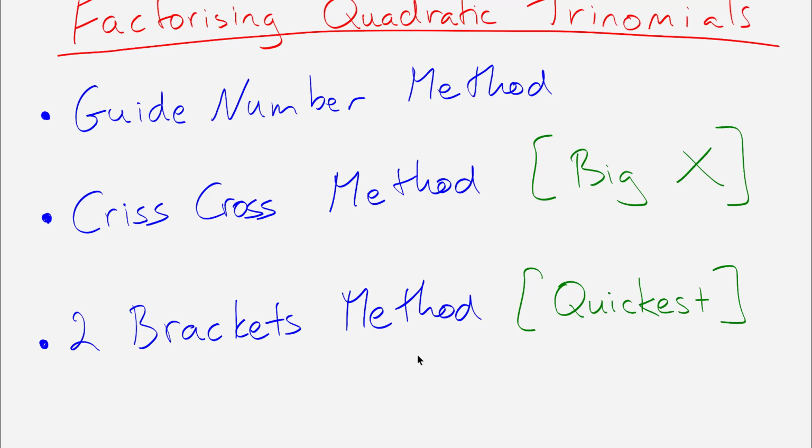Depending on what school you go to, depending on your teacher, you might have learned either of these three methods. So what I'm going to do in this video is pick three questions, and do the three questions with the guide number method, then the same three questions with the crisscross method, and the same three questions with the two brackets method. You do not have to know how to do all three methods. You pick whatever one suits you the best and stick with that one. So we're going to start off with the guide number method to begin with.